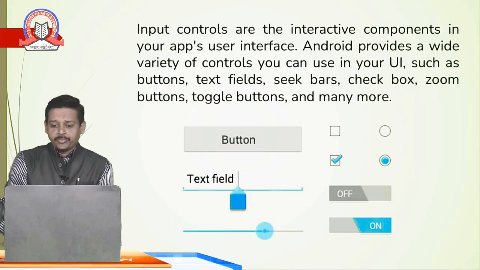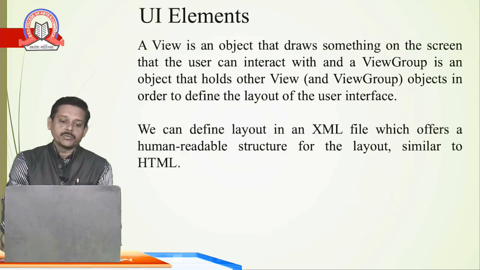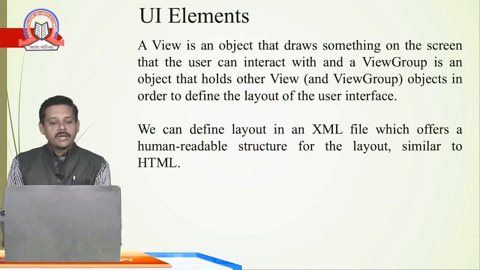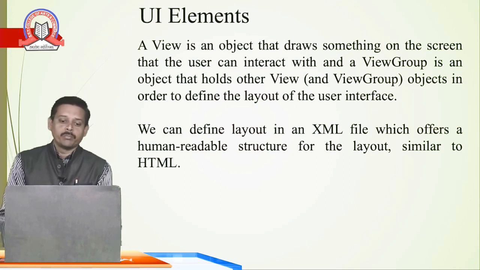So as you can see in the images, we have various types of buttons or UI controls in Android Studio. A UI element, as we can say, is a view, an object that draws something on a screen. It is something which we have on our screen which is visible to the user, and the user can easily interact with them through keyboard or mouse or any other input medium.